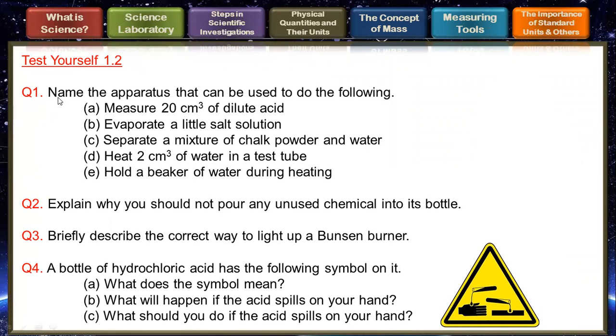For example, for Q1, name the apparatus that can be used to do the following. So what is the apparatus? You can go back to the part wherein we studied the laboratory equipment. First, measure 20 cubic centimeters of dilute acid. So a very small amount of liquid, right? What are we going to use to measure it? Cubic centimeter is the same as milliliter.